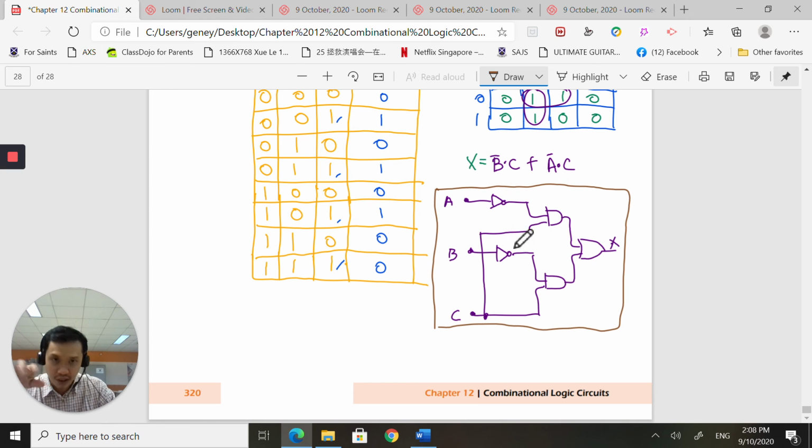Okay, so I can build a prototype on this, set up a buzzer, set up the sensors for the 3 inputs, and I'm good to go. So this is how we use logic gates to help us solve problems.